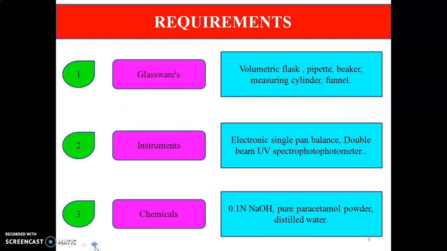Now, these are the requirements: the glassware, instruments and chemicals which will be required while performing this experiment.